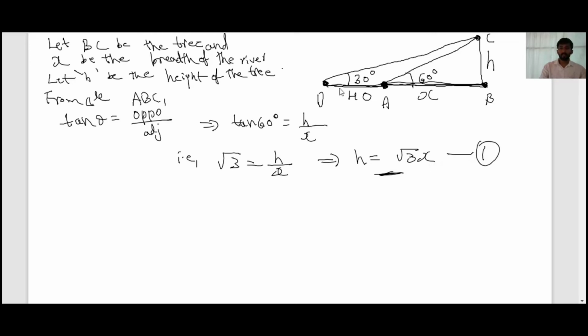One more triangle you can observe, that is DBC. From triangle DBC, that's a right angle triangle, right? Again, see, here you need to use adjacent as well as opposite, because we have only those values.